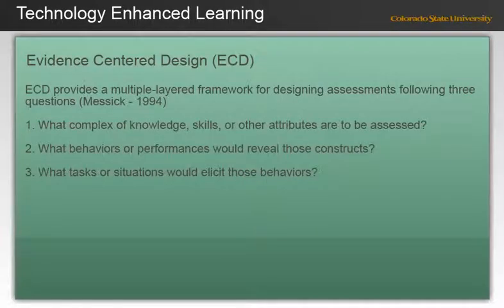Briefly, evidence-centered design provides a framework for designing assessments and learning situations that deal with three questions. The first question is basically what complex knowledge, skills, or attributes you're trying to assess, what behaviors or performances would reveal those constructs, and then what tasks would the learners engage in that would elicit those types of behaviors.